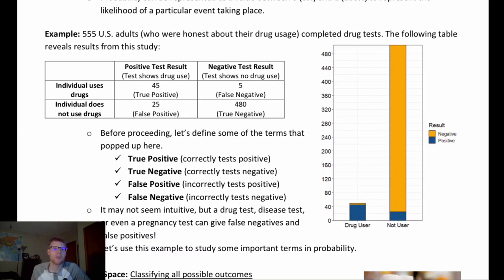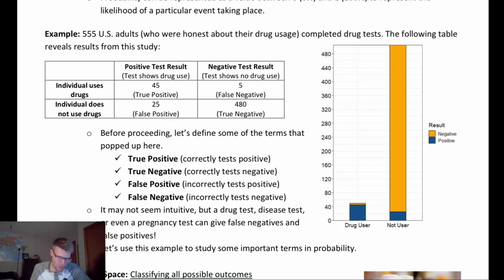Positive and negative. Positive means that the test says that you have the thing. So in this case, that you have drugs in your system. Negative means that the test indicates you don't have drugs in your system. It didn't find enough evidence of drugs in your system. So true positive and true negative mean that you correctly test positive, you correctly test negative. False positive and false negative mean that you got incorrect results. One saying that you had drugs in your system when you didn't. False negative meaning it didn't find indication of drugs when there really were drugs.